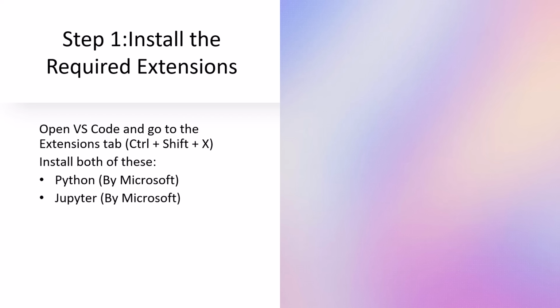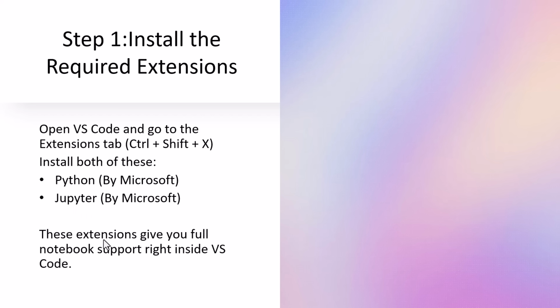Now the first step is installing the required extensions. We'll open VS Code and go to the Extensions tab, which can be opened with the hotkey combination Ctrl+Shift+X. We'll need Python, which has already been installed when we set up the development environment for Python in Visual Studio Code. And now we'll install Jupyter by Microsoft. These extensions will give you full notebook support right inside VS Code.